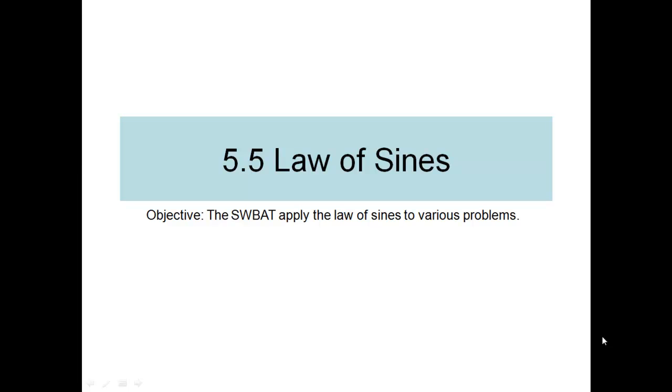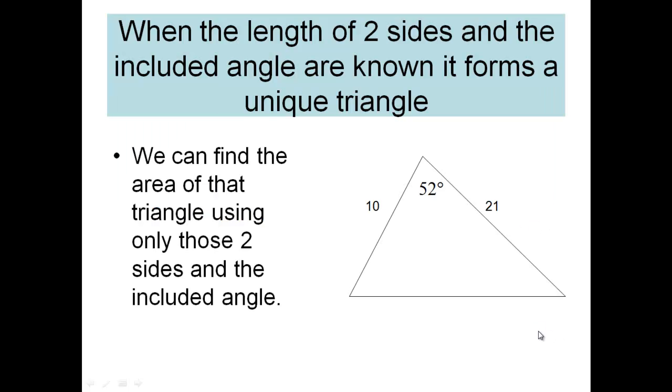This video is going to look at section 5.5, which is the law of sines. What we need to use the law of sines for is when we have a non-right triangle. So when we know the lengths of two sides and the included angle, we know that it forms a unique triangle. Think back to your geometry. That was our side angle side that we used to figure it out.